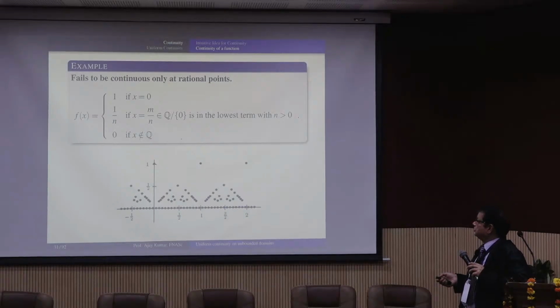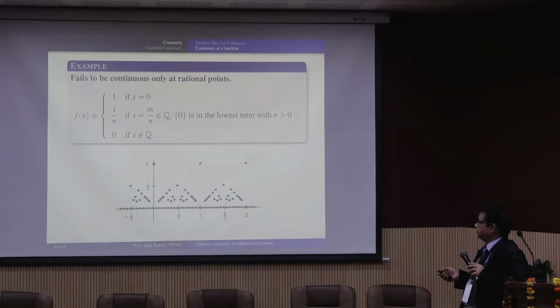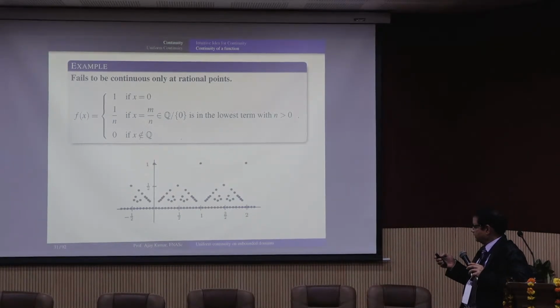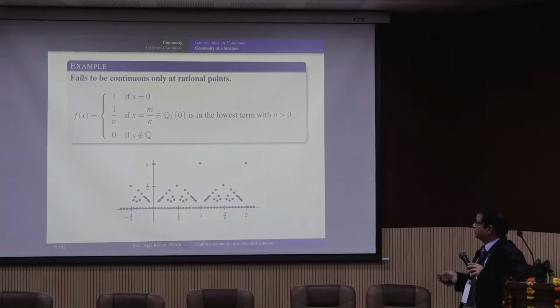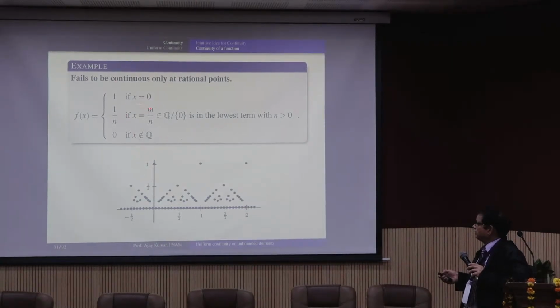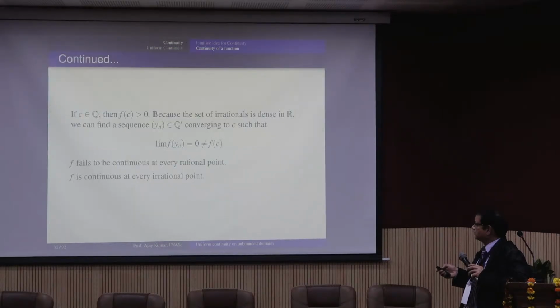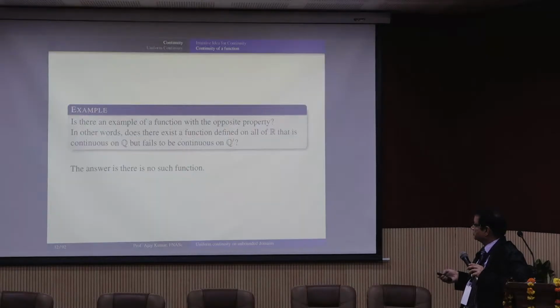Next is continuous only at rational points. This you might have studied. It is the function that is 1 if x is 0, 1/n if x is a non-zero rational number p/n, and 0 if x is an irrational number. In this case f fails to be continuous at every rational point and is continuous at every irrational point.